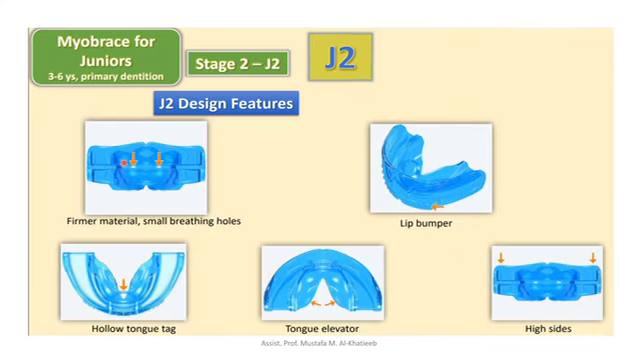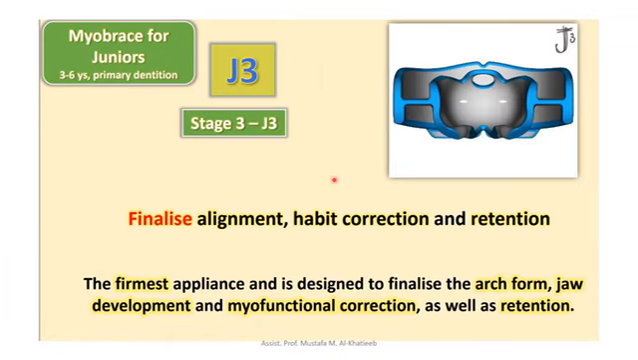Also, its design features firm material. It is more firm and harder than the J1. It also has smaller breathing holes with a lip bumper, hollow tongue tag, tongue elevators and high sides. The J3 finalizes the alignment, habit correction and retention.